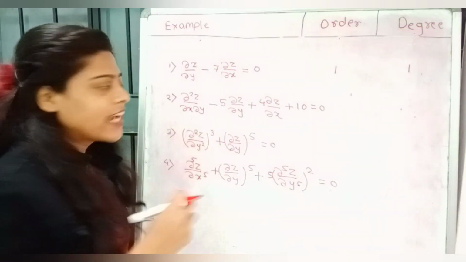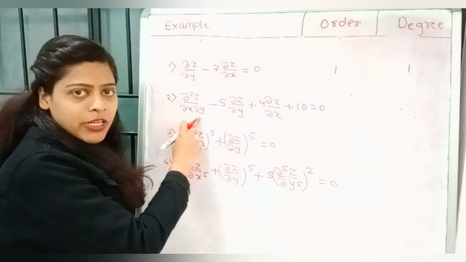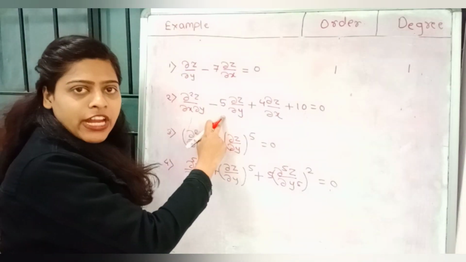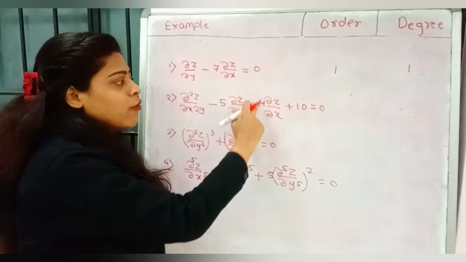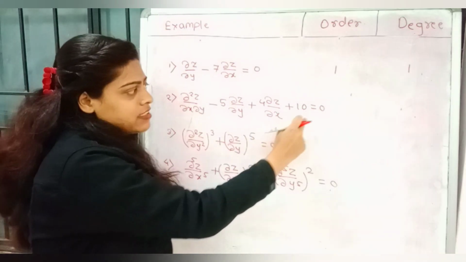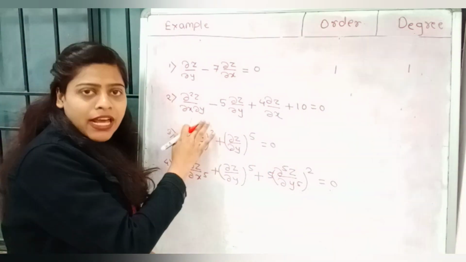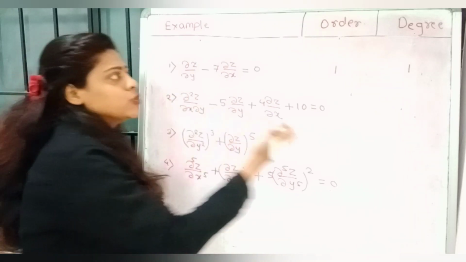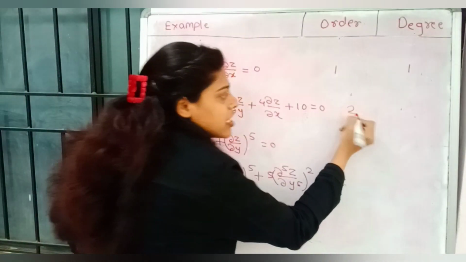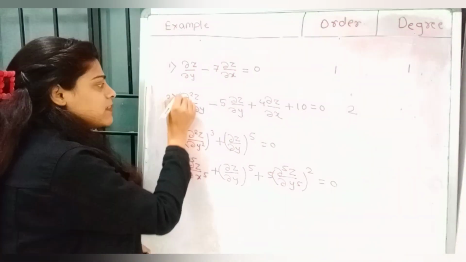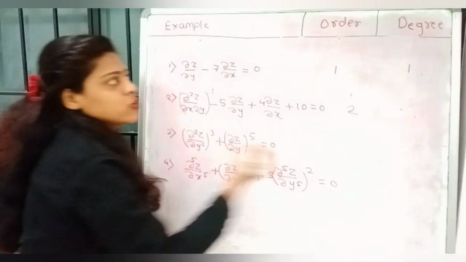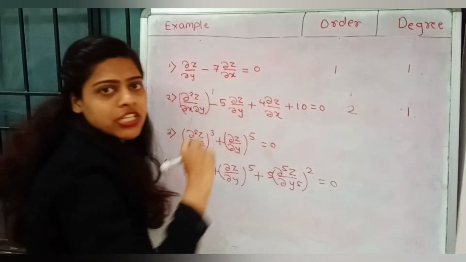Now consider the second example: dou 2z divided by dou x dou y minus 5 times dou z by dou y plus 4 times dou z by dou x plus 10 is equal to 0. As we can see, the highest order partial derivative is of order 2. So the order of this partial differential equation is 2 and it has a power of 1. So the degree is 1.